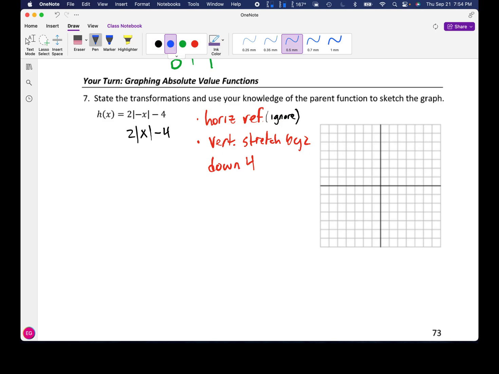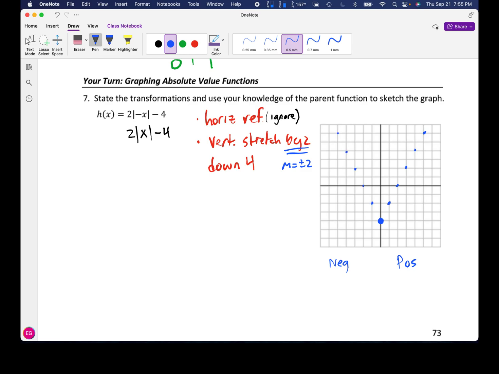Using my shortcut, I'm going to go down 4 places, 1, 2, 3, 4. I'm not going to go over it all. And then this vertical stretch by 2, that's actually my slope. So I'm going to do slopes of plus or minus 2. So on the positive side of the vertex, I'm going to go up 2 over 1. So a slope of 2, up 2 over 1, up 2 over 1, up 2 over 1, up 2 over 1. And on the negative side, I'm just going to do the negative slope of that. So negative 2 over 1.